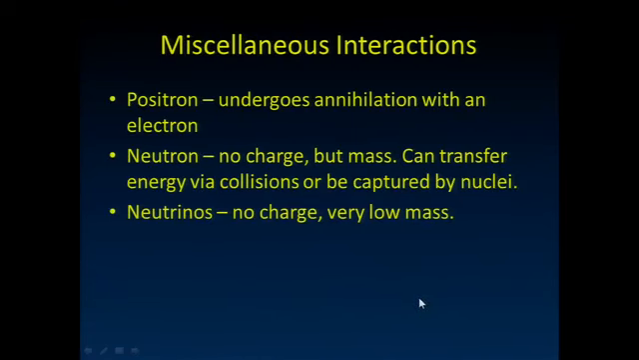What about other things? Well, the positron undergoes annihilation with the electron. There's another thing that has mass and charge, same mass as an electron, but opposite charge, the antimatter equivalent. That interaction is going to be very important to us in PET imaging. The neutron we haven't talked about. You know, it has no charge, but it has mass, and so it can transfer energy via collisions or be captured by the nuclei. And when it has collisions, frankly, what it does is it ends up launching out some of those other particles, be they electrons, which we've talked about here, or protons or other things.